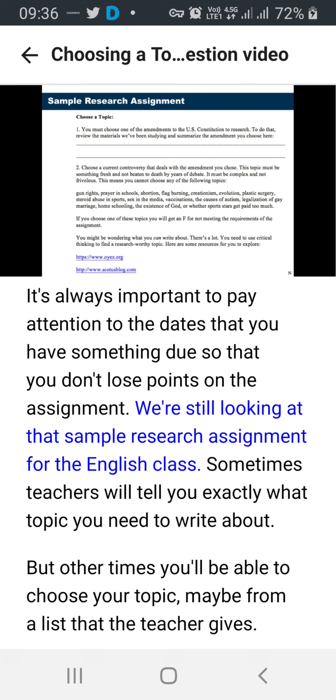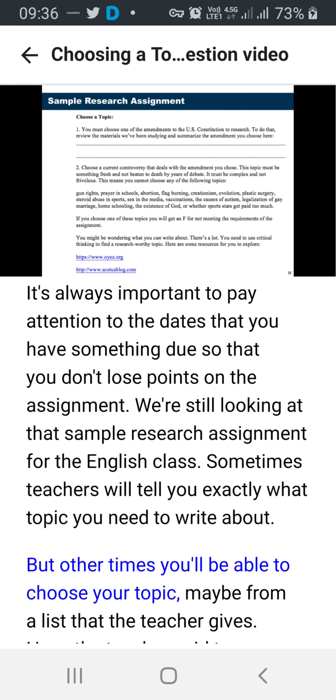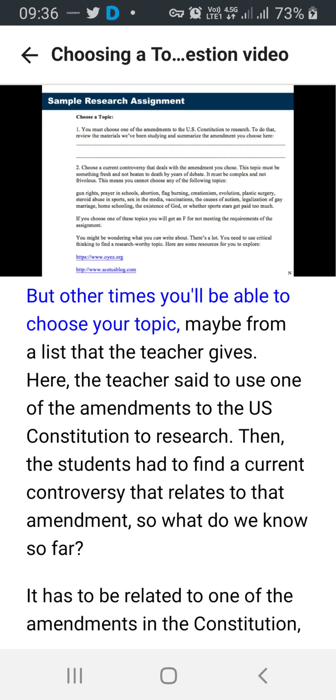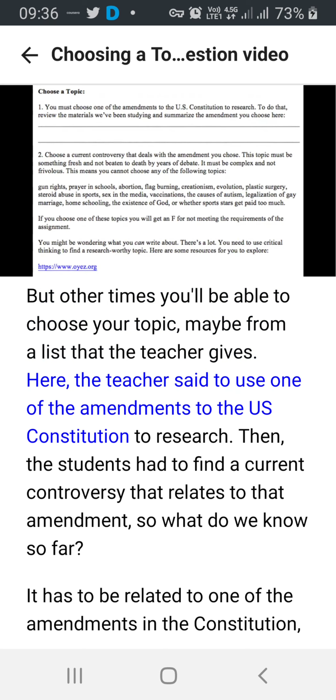We're still looking at that sample research assignment for the English class. Sometimes teachers will tell you exactly what topic you need to write about, but other times you'll be able to choose your topic, maybe from a list that the teacher gives. Here the teacher said to use one of the amendments to the U.S. Constitution to research. Then the students had to find a current controversy that relates to that amendment.